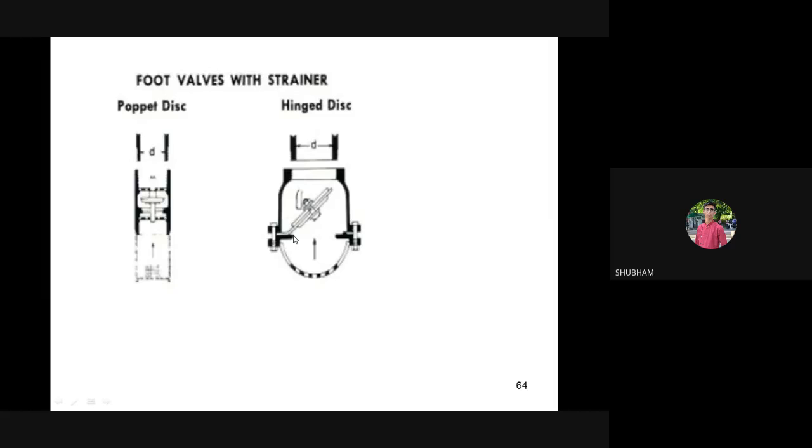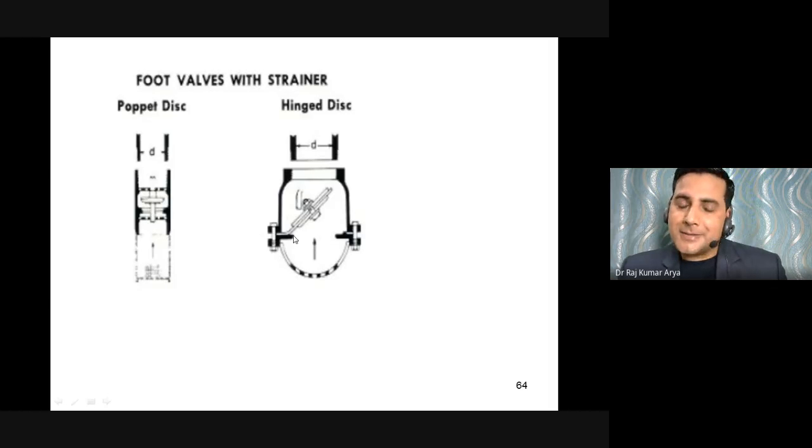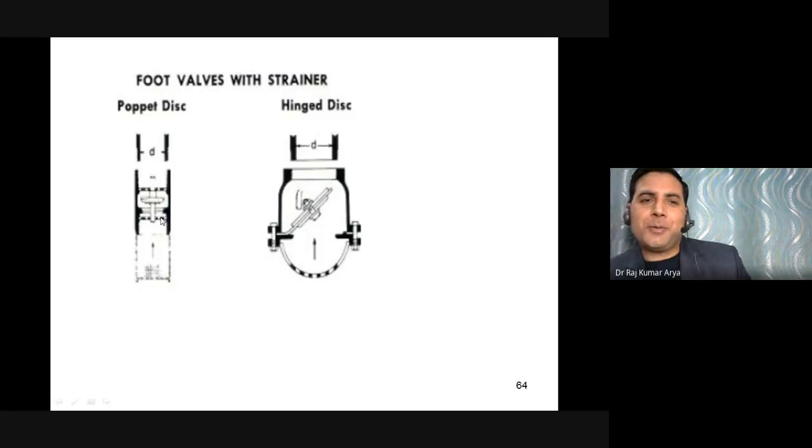Yes, sir. Correct? Sir, is the same mechanism used in hand pumps as well? Yes, in all hand pumps. In your hand pump there is this valve, this poppet valve. In my place they call it carrot, because it is carrot shaped actually. But the proper name is this, poppet disc.